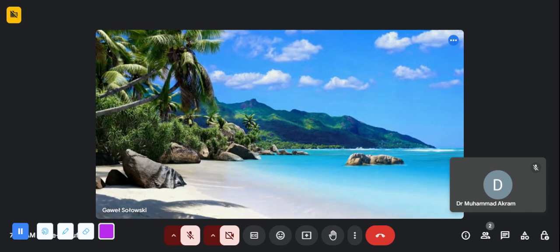Today I will be talking about metals and nonmetals of the periodic table. We will be talking about properties of nonmetals, properties of metals, and basic reactions of nonmetals and metals.